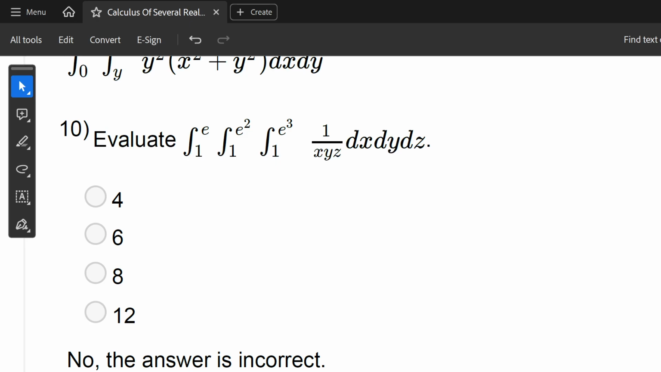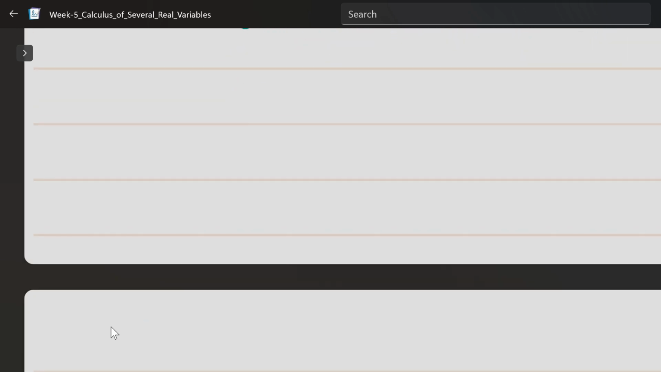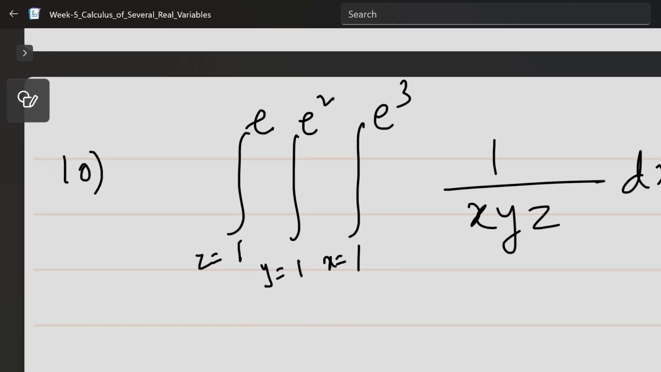So I will write it, it is the last one. So it is question number 10. That is some triple integral you have to solve, where x is from 1 to e cube, y is from 1 to e square, and z is from 1 to e, of 1 by xyz dx dy dz. So this is the x limit, this is the y limit, this is the z limit. So you tell me, do you want to do it directly or by changing? Which one is good?